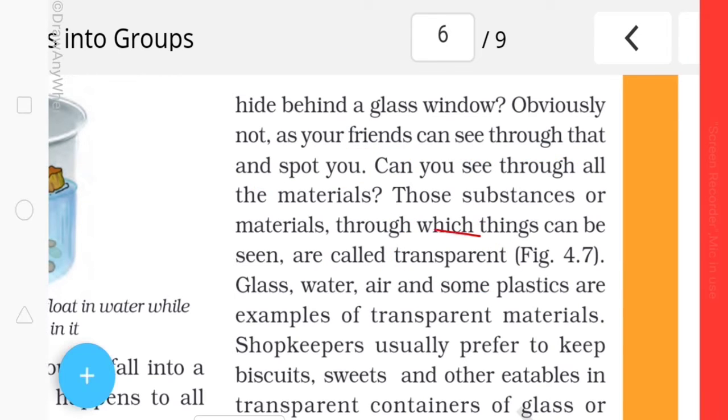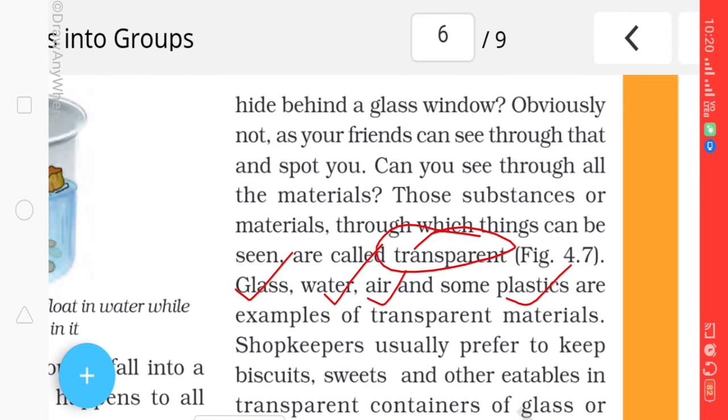For transparent, what are examples? Glass, water, air, and some plastics. Some of the plastics are transparent, because we can see through them. These are examples of transparent materials.